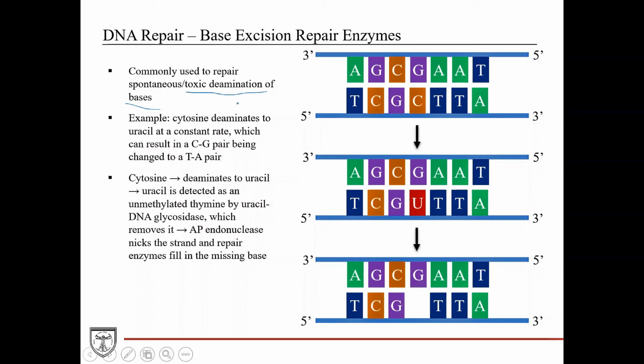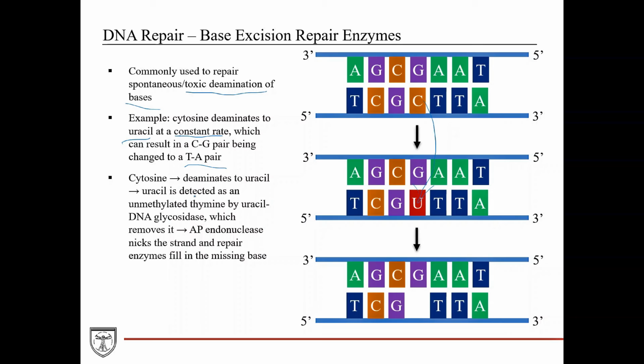So a good example to illustrate this is that cytosine deaminates to uracil at a constant rate. So this is a naturally occurring reaction. Remember, cytosine is a pyrimidine, and then it can form uracil, which is also a pyrimidine that's found in RNA. And this then can result in a CG pair becoming changed to a TA pair, which you can't have.